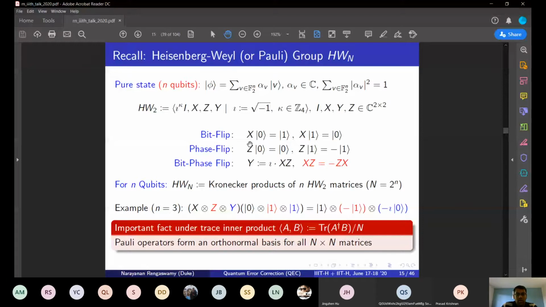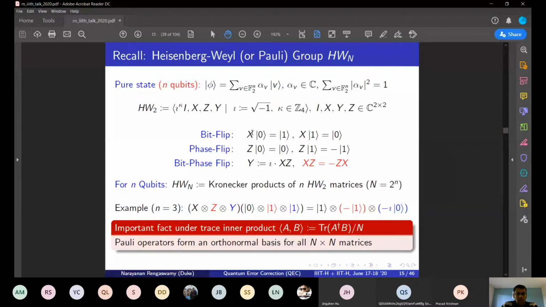So X was your classical NOT gate, and Z was picking up a phase when acting on 1, and it leaves 0 unchanged. Y is just a combination of the two, and usually we only think of X and Z. We don't care much about Y. And when you have multiple qubits, we took Kronecker products, and by the property of the Kronecker product, each Pauli matrix acts on the corresponding qubit. So X on 0, Z on 1, Y on 1. And we saw that Pauli matrices form an orthonormal basis.